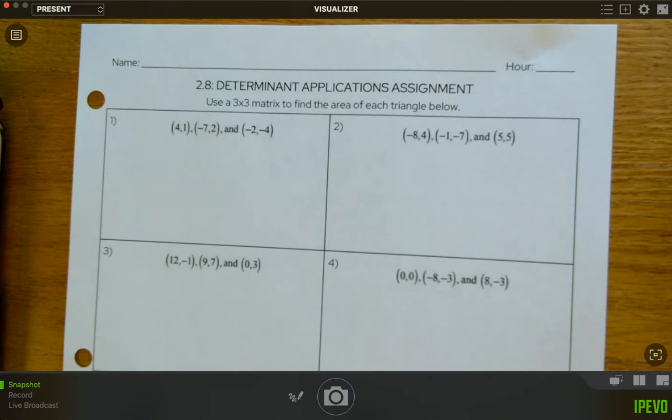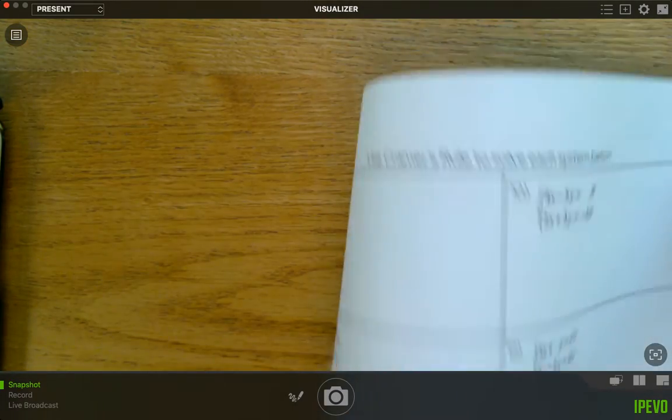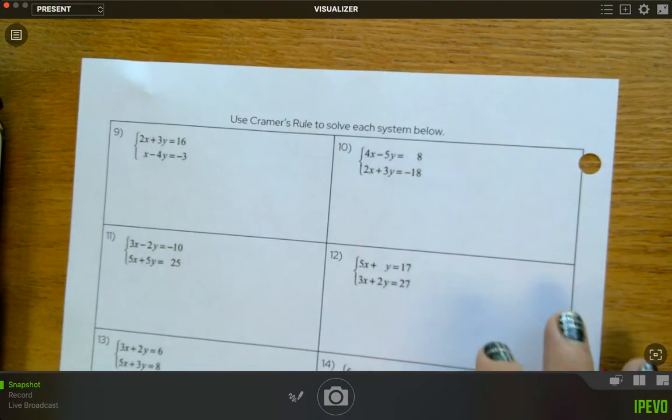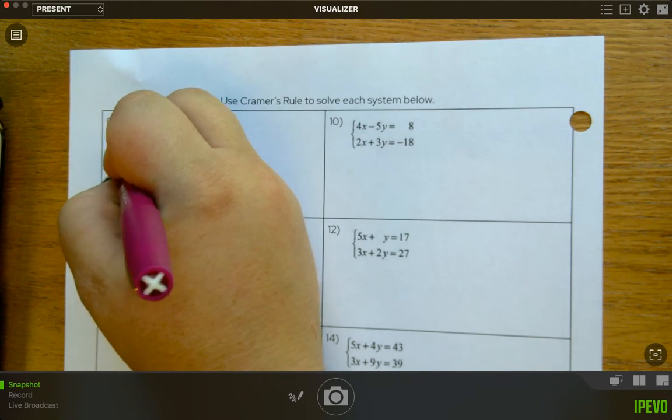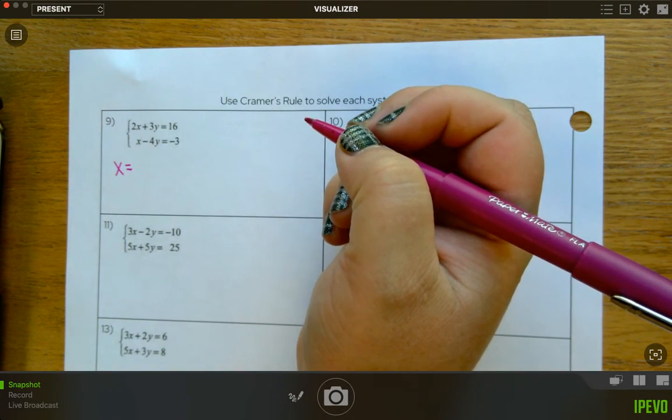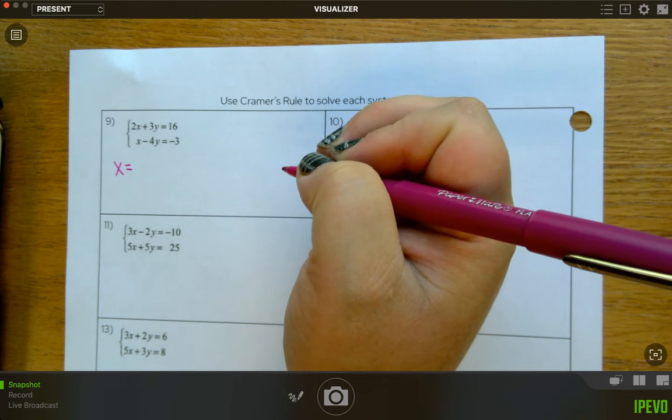Hey everyone, I have a slight correction for you guys. When we are working on 2.8 and using Cramer's rule on the backside of the assignment, here's how we're going to start it up. We're going to start with x. And I'm only going to do the matrix part for x because then we can just plug the answer in to get y.